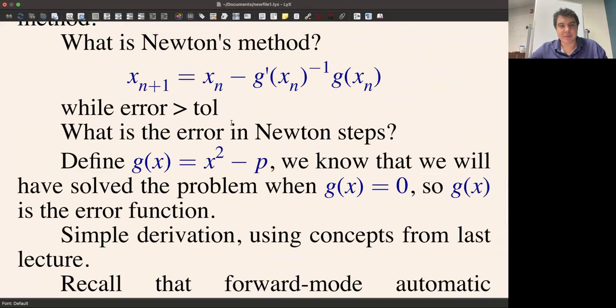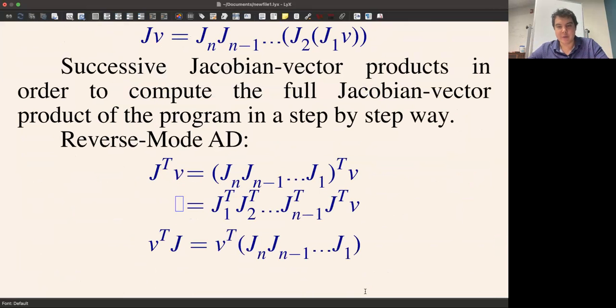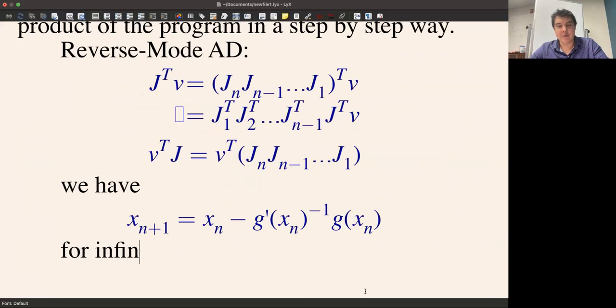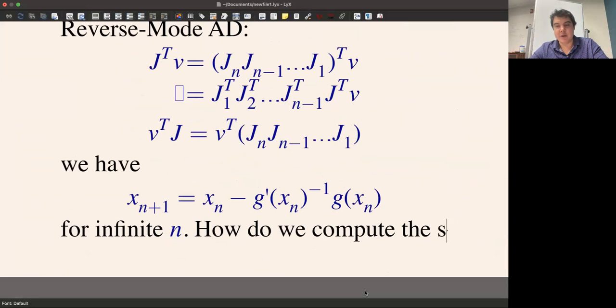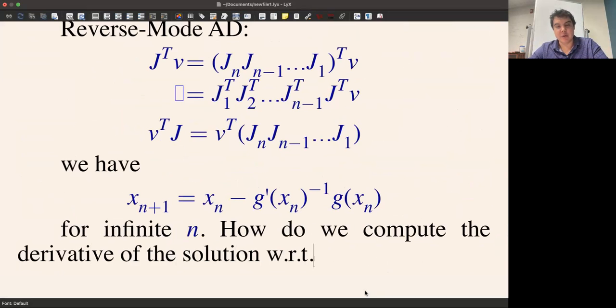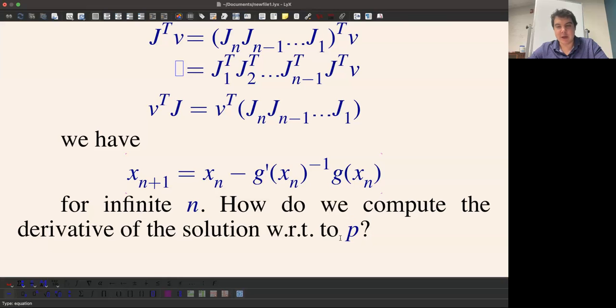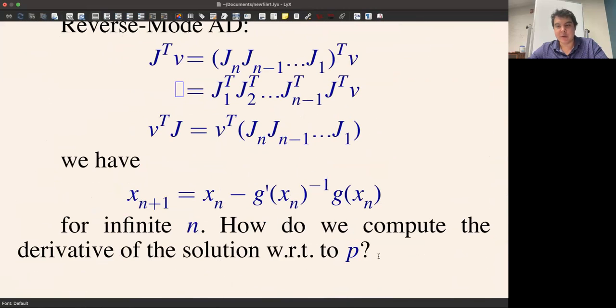So now let's go back to this Newton problem. We have this object for infinite n. How do we compute the derivative of the solution with respect to p? To make things a bit clearer, remember that g here has this p inside of the definition. It's a parameterized function. So how do we compute the derivative with respect to p?